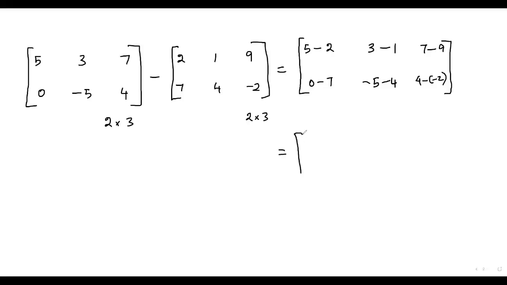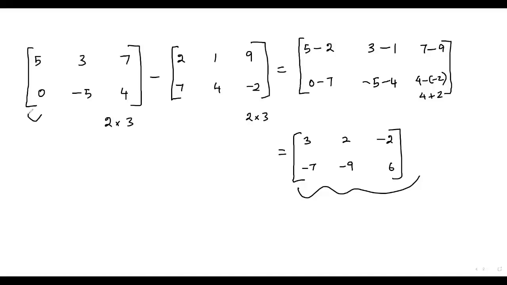Okay, now we have to simplify this. Here 4 negative of negative 2. When I multiply this negative and negative, it will become positive. So this one will become 4 positive 2. 5 negative 2 is 3. 3 negative 1 is 2. 7 negative 9 is negative 2. 0 negative 7 is negative 7. Negative 5 negative 4 will become negative 9. And 4 positive 2 will become 6. So this is the result of the subtraction of the given two matrices.